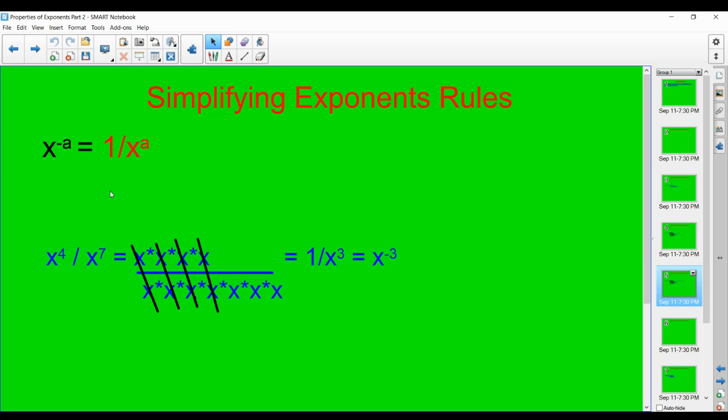So the shortcut is to take the negative away and flip it into the denominator if it's already in the numerator.